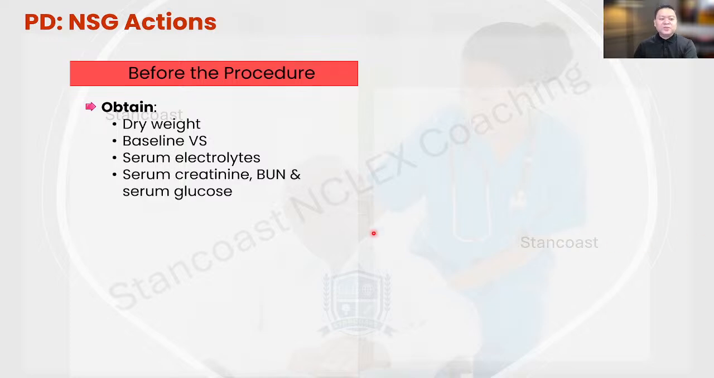So I really want you to take a moment here to focus on what these preparations are. Again, we're going to focus on obtaining first the dry weight, the vital signs, and also the labs, especially the serum creatinine, BUN, and the electrolytes, including potassium, phosphorus, calcium, sodium, and also the glucose. So make sure that you have those in your checklist.